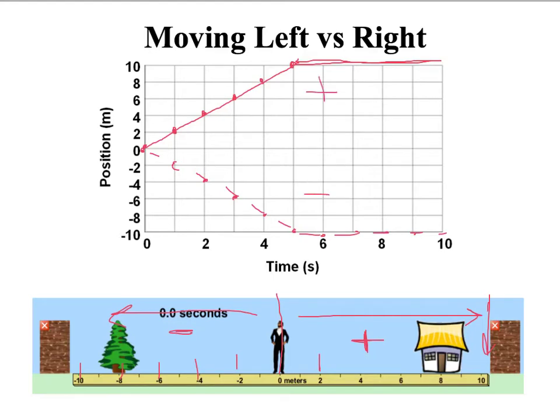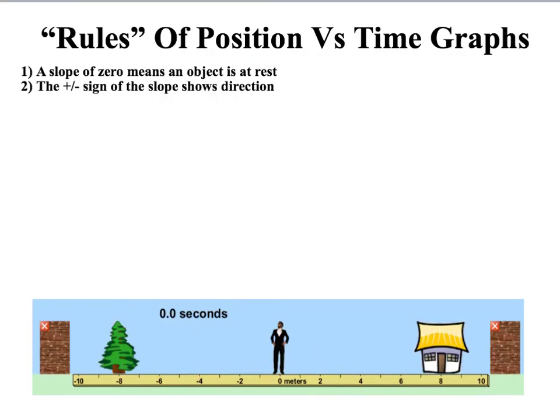Which brings me to our second rule. On a position versus time graph, the sign of the slope, whether it's positive or negative, is going to give us an indication of direction. Now, the easiest way to think about this is to match it up with the computer lab that we did, where left is negative and right is positive. But it could be really any way: up is positive and down is negative, east is positive and west is negative, south is positive and north is negative, or whatever the rules are that are set.